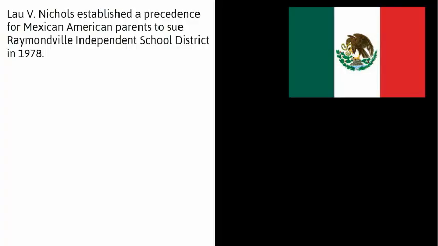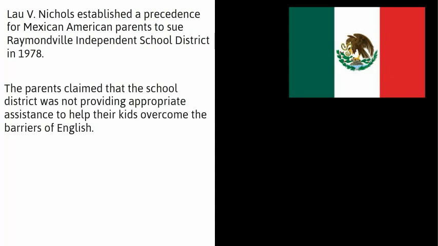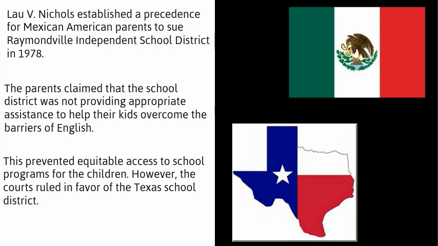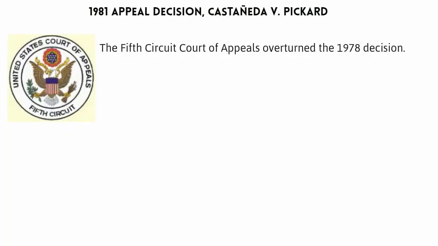Lau v. Nichols established a precedent for Mexican-American parents to sue Raymondville Independent School District in 1978. The parents claimed that the school district was not providing appropriate assistance to help their kids overcome the barriers of English. This prevented equitable access to school programs for the children. However, the courts ruled in favor of the Texas school district. The Fifth Circuit Court of Appeals overturned that 1978 decision.